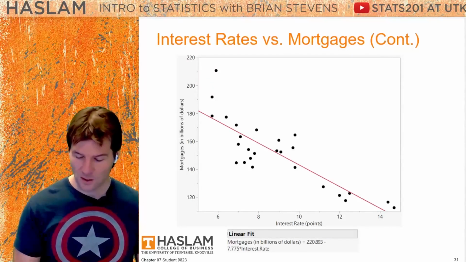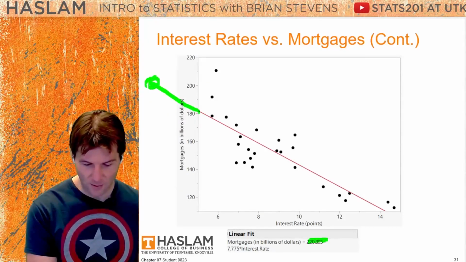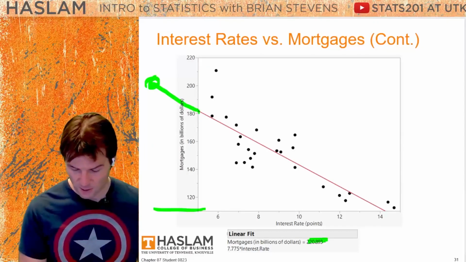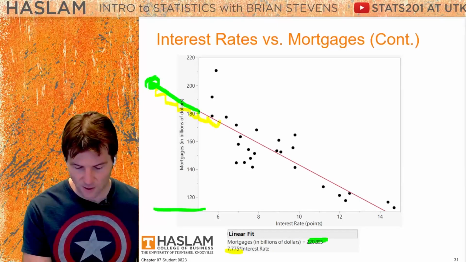Well, B0 is right here, and it's actually off the screen. It'd go further up and hit about there because this doesn't quite go to 0. And then the B1 right there is going to be this value right here, which is for each 1 unit increase in billions of dollars, how much it goes down.